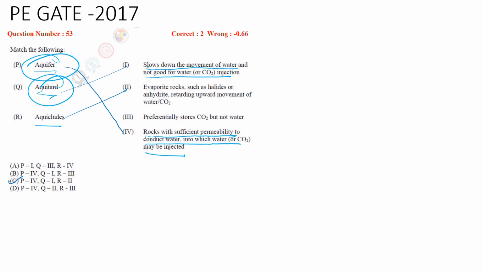And the definition of aquiclude is evaporite rocks such as halides or anhydrite, retarding the upward movement of water or CO2 injection. Okay, so my final answer would be C. All right, okay, now let's move further.